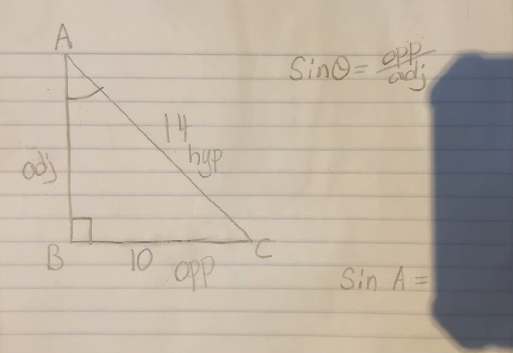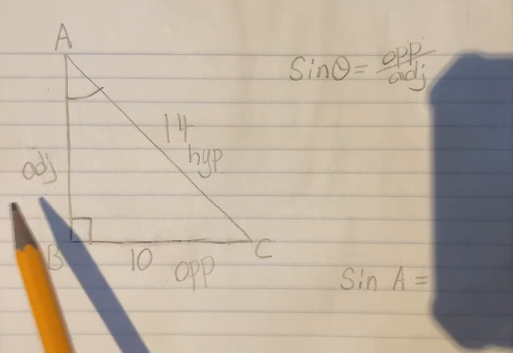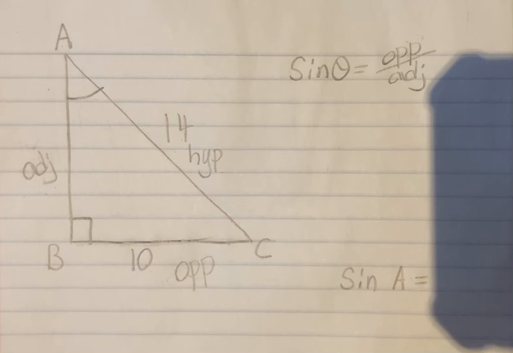In this video, I'll be showing how to find missing angles within a right triangle using sine theta, how to find missing side lengths using the sine ratio, and how to find the side ratio of an indicated angle. So here we need to identify the hypotenuse, opposite, and adjacent.